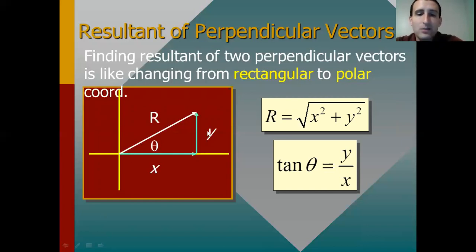Now, if we have X and Y and we want theta, we're going to want to use the tangent function, right? Because tangent, TOA, uses X and Y, or opposite and adjacent, but doesn't use the hypotenuse. So the tangent of the angle equals Y over X, because Y is opposite, X is adjacent.